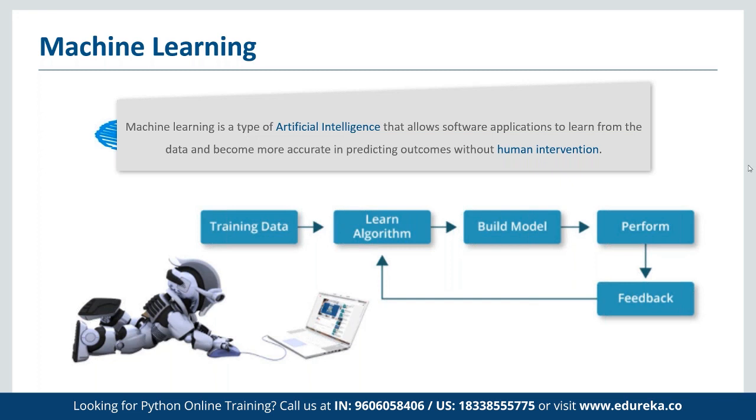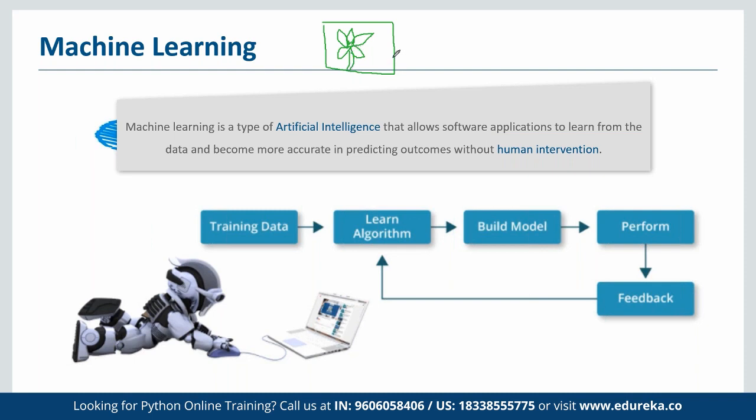So let's say we are building a system that can detect if there are any flowers in a given image. If we want this system to work, we have to make sure that it is able to detect any flowers in the given image, right?